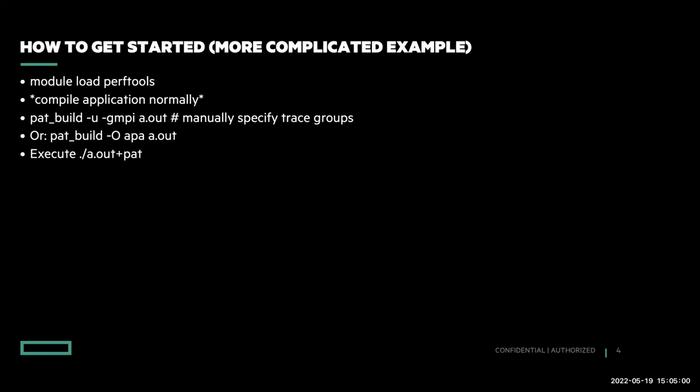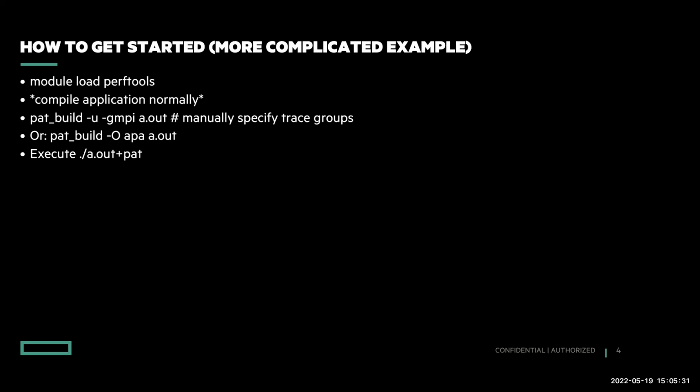So there's multiple different options that you can provide to pat build, right? So you can say -u will trace all user functions, and then the -g option, you can specify trace groups. Okay, so in this instance, I've said, let's do a -g MPI. So that'll trace all user functions and MPI routines.